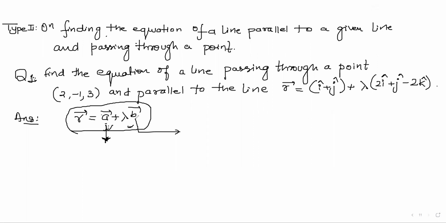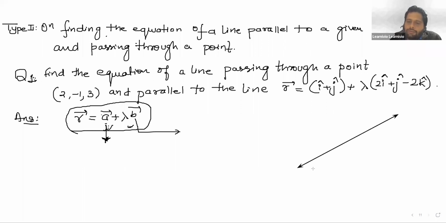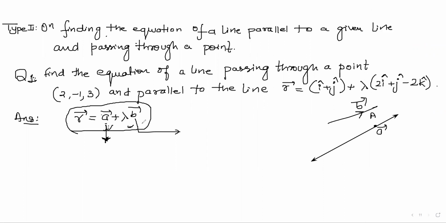B was a line which is parallel to L. Yes, we need to find the equation of a line, this one. It is passing through a point A, whose position vector is A. And what is B? It is a vector which is parallel to your line. This was type 1, that a line is passing through this point and it is parallel to a vector B. So B is not a point, B is a vector which is parallel to the line. Is it clear? Yes, sir.